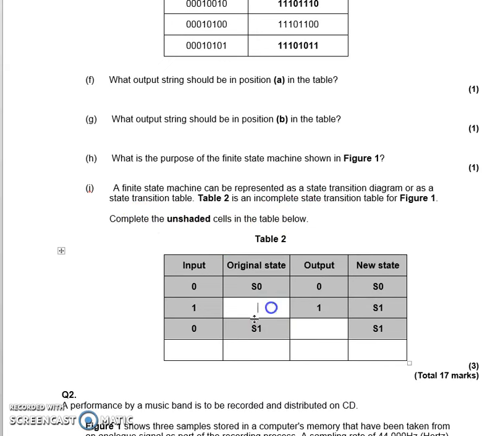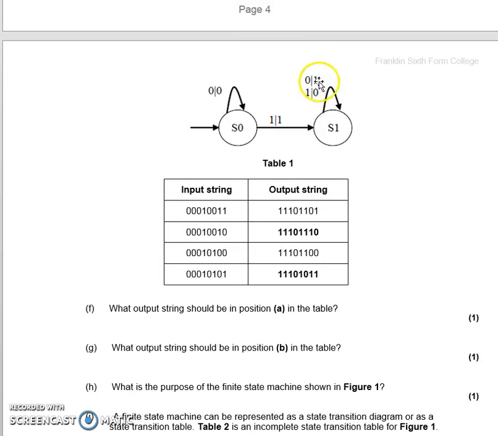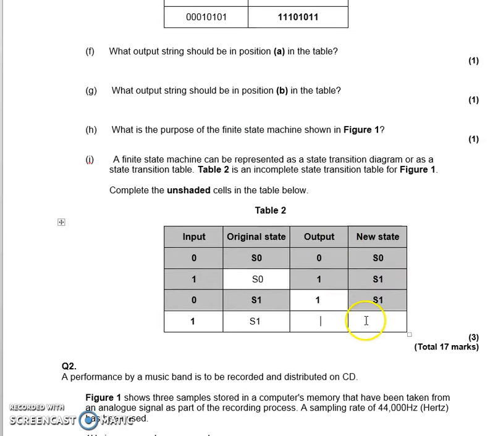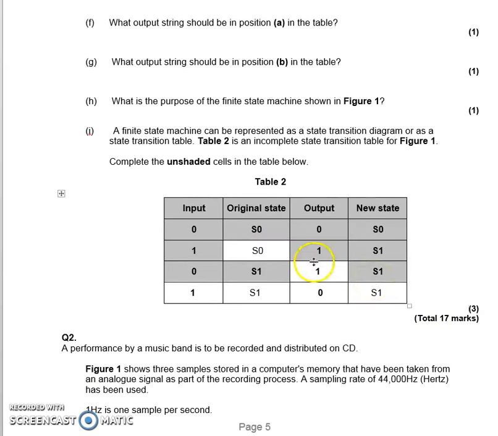And then I want you to complete the unshaded parts of the table. If the original state was S0, we input 0, the output is 0, and we end up in S0. If the original state is S0, and we enter a 1, we end up in S1. For the other parts of this table to complete, if it's a 0, the output's a 1, and if it's a 1, the output's a 0. We end up in S1. So that is that table complete. Okay, that is question 1 of the mock exam.